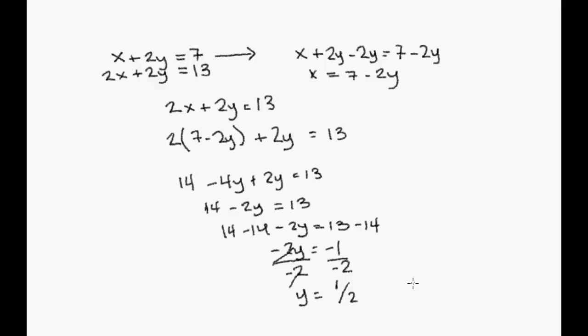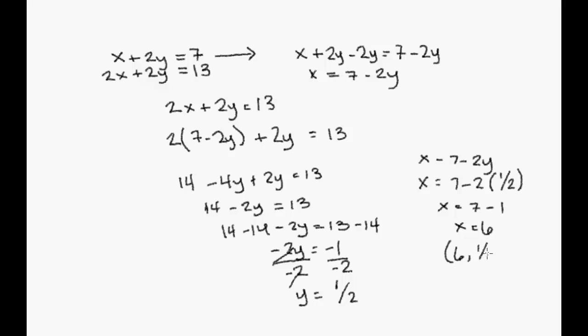So to find x, let y equal 1/2 in the equation x equals 7 minus 2y. Okay? So let's go ahead and do that over here on the right. Alright, so we can see that x is 6, so we're going to check the solution in both equations of the original system, okay? And so that does check out. So the solution is 6 and 1/2 for the y coordinate.